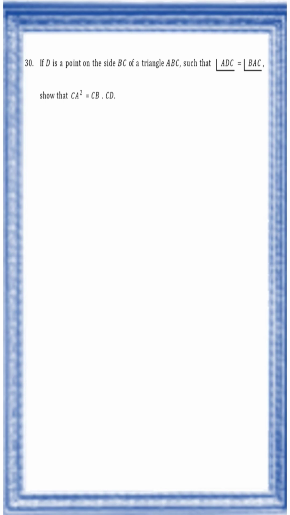Now the 30th question. If D is a point on the side BC of a triangle ABC such that angle ADC is equal to angle BAC, show that CA square is equal to CB into CD. This is also a textbook question. This question is taken from the chapter triangles. This question is based on the angle similarity criteria. Okay, now the figure has not been given, so let us have a figure.